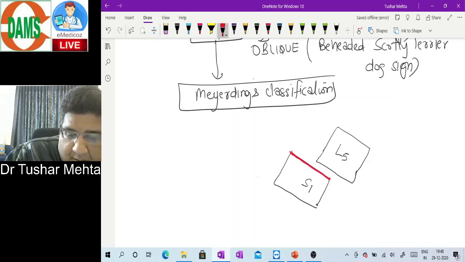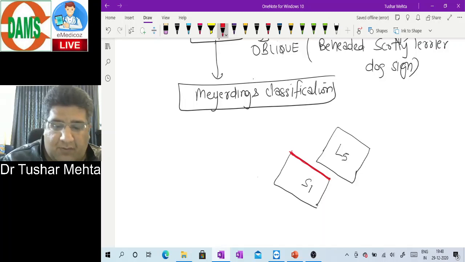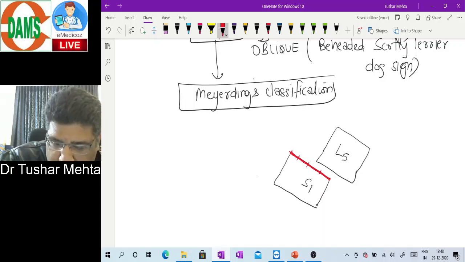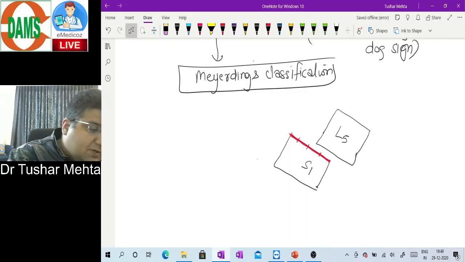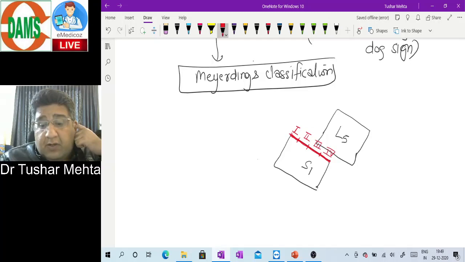Now you have to divide this into four equal parts. 1, 2, 3. You have divided this into four equal parts. Now, every single part will contribute 25% of the listhesis. Are you able to get my point? Every single part will contribute 25% of the listhesis. So if I say this is 1, this is 2, this is 3, this is 4, now it all depends upon the level of slippage.